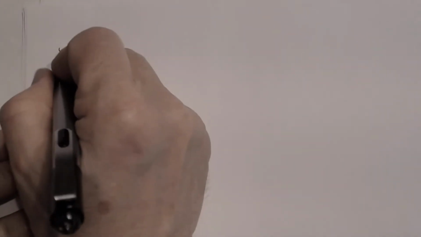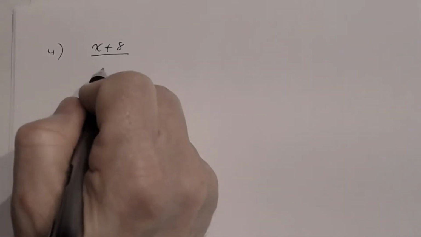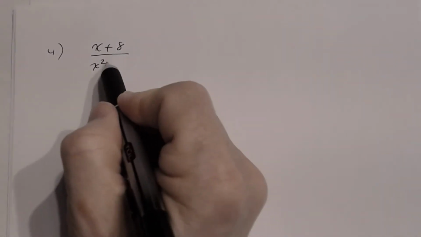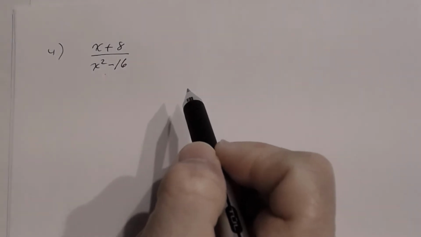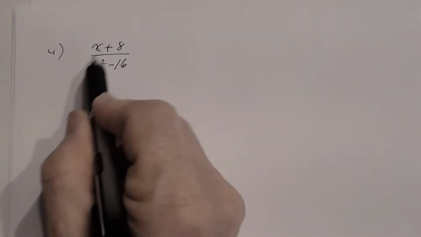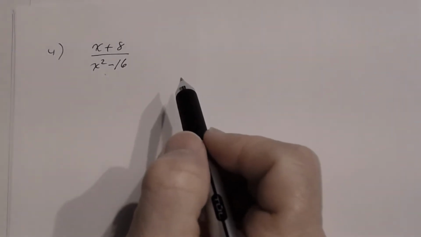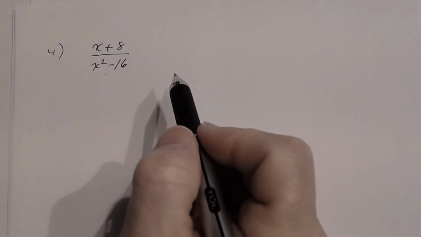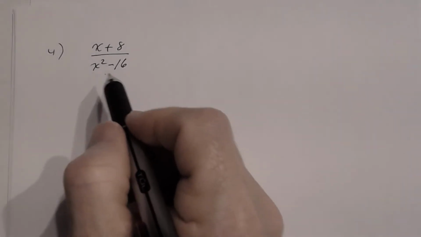All right, number 4. Let's suppose in number 4 we had this rational expression: x plus 8 divided by x squared minus 16. Notice again, I want to find out where this rational expression is defined. So what values of x can I use? Well, let's first find out what values of x I cannot use. So the idea is, where is this rational expression undefined?